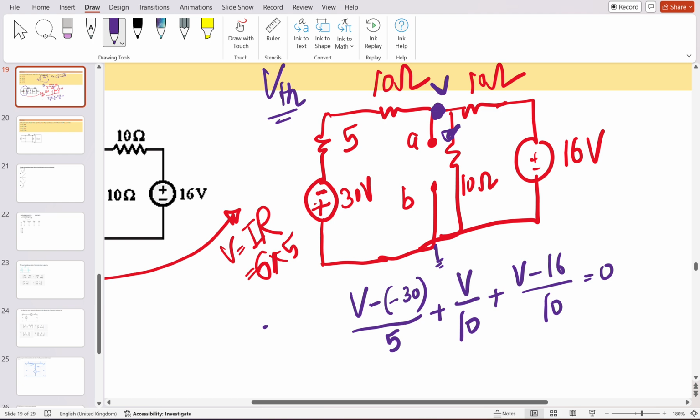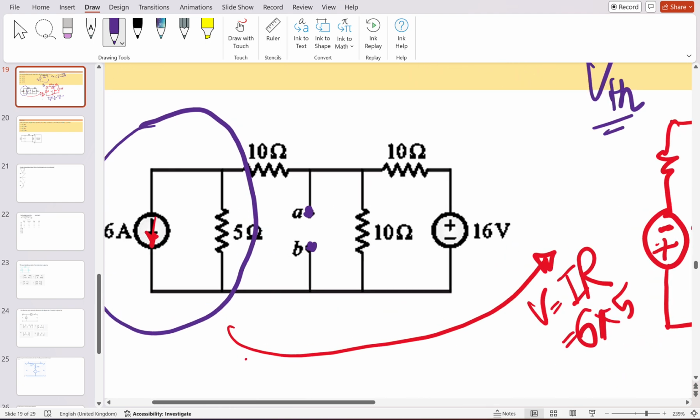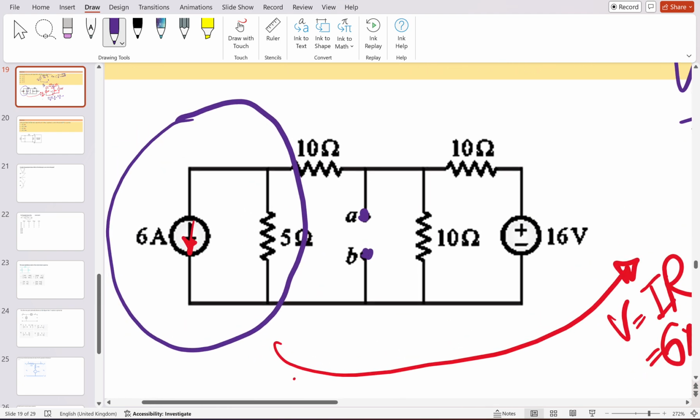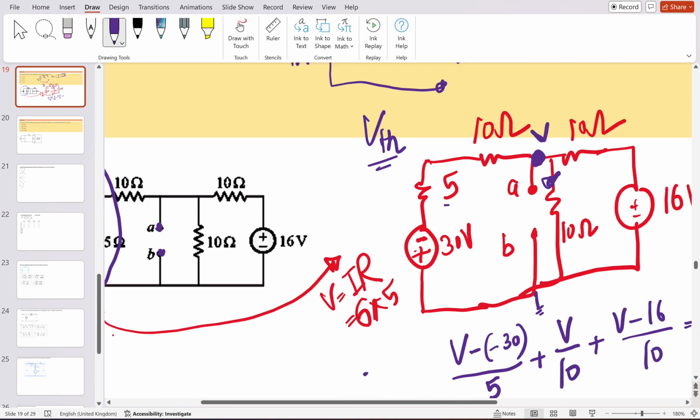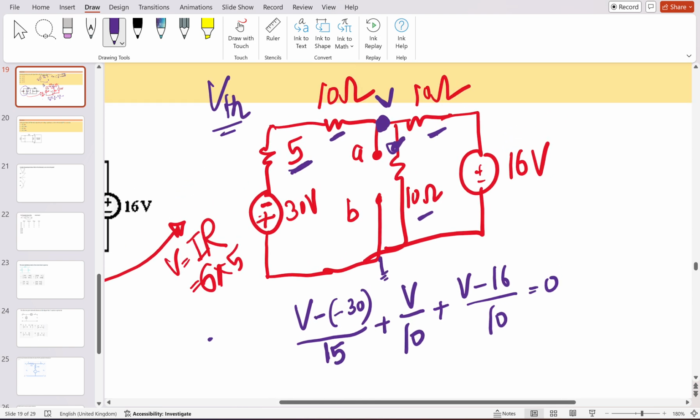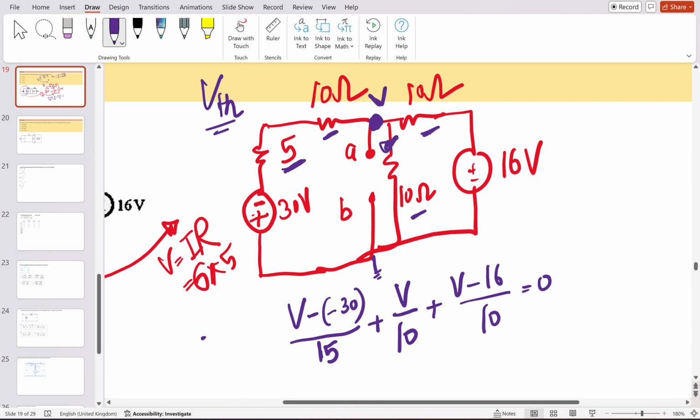No, no, no, no, no. Because here the 5 ohm resistor is there. If you see, the 6 ampere and 5 ohm are in parallel, so that's why here it is 5 ohm. So here 10 ohm, here 10 ohm that was initial, and this is the, oh, that's true. Here it will come out to 15. That's true. Okay, so it will be 15 ohm.